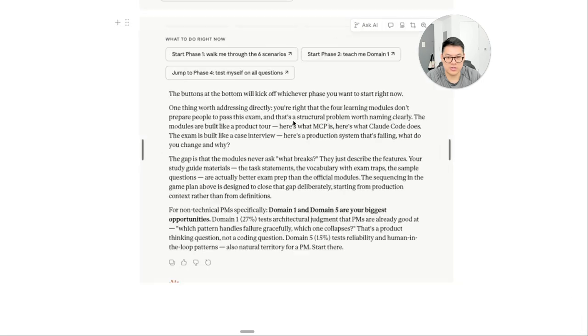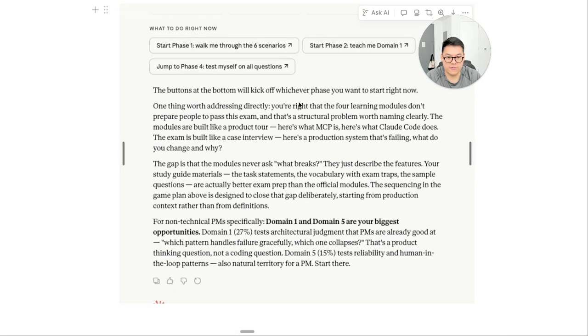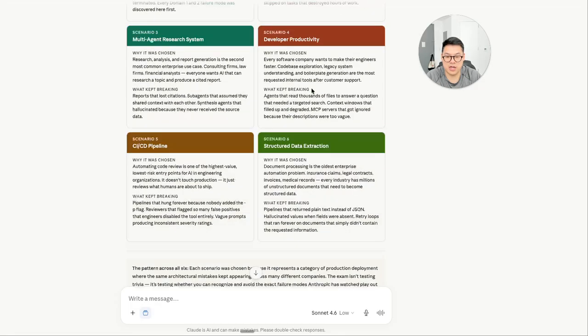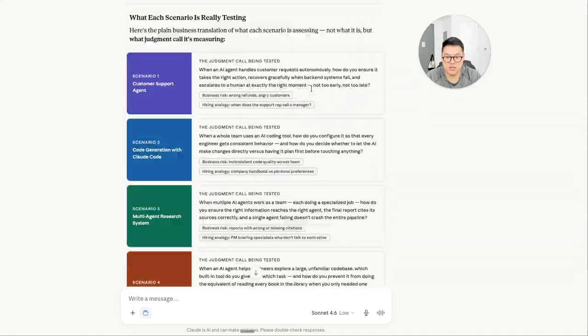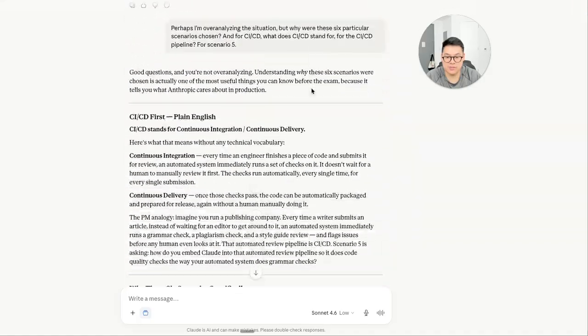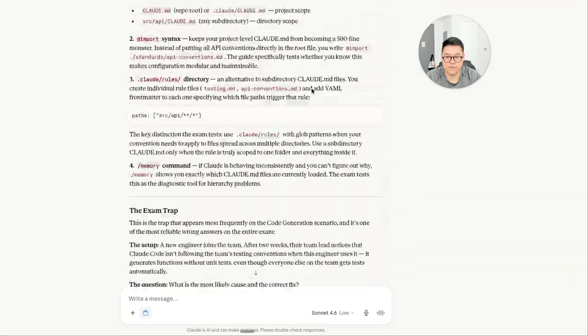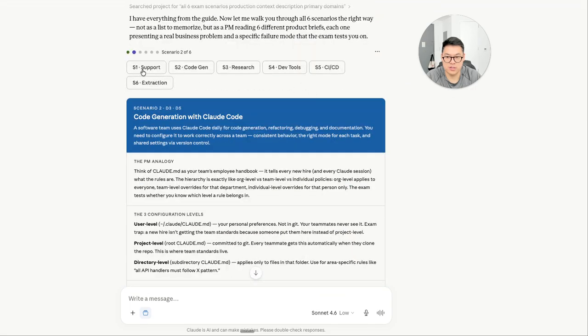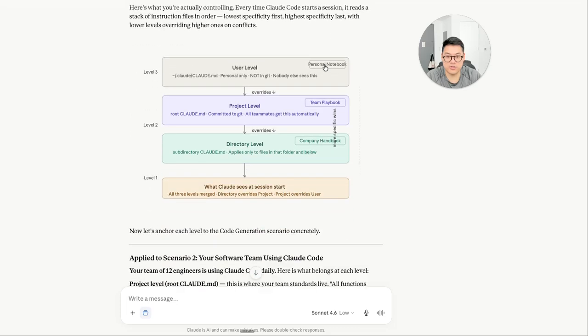Okay, and then the buttons will kick off the phase that you basically want, which I have right now also in my Claude, as you can basically see here. So I have all the buttons here, and it's already started for me.